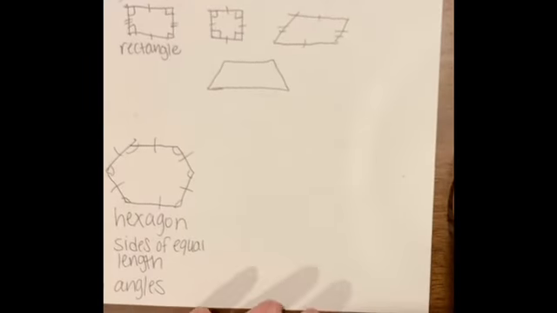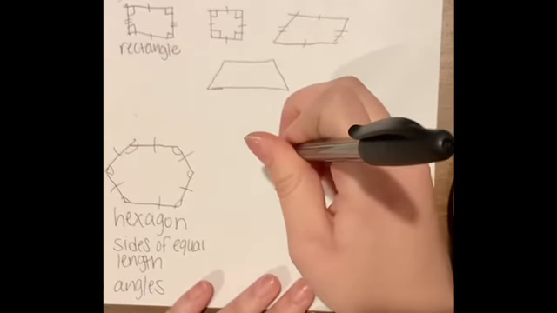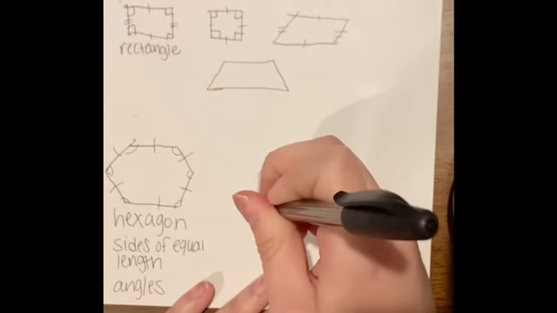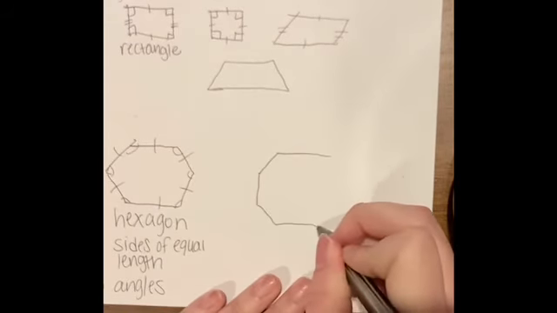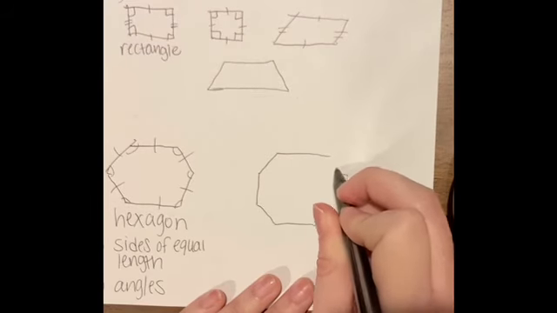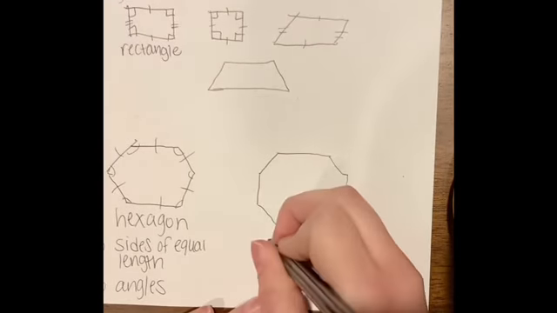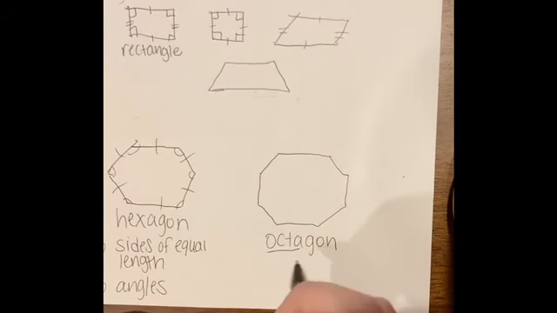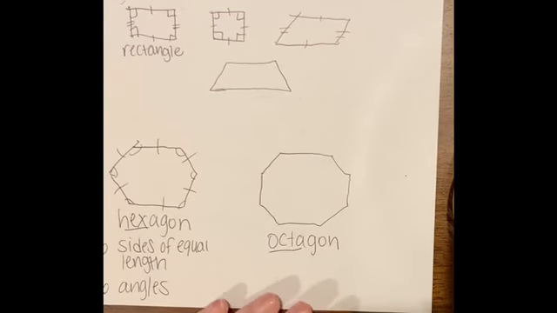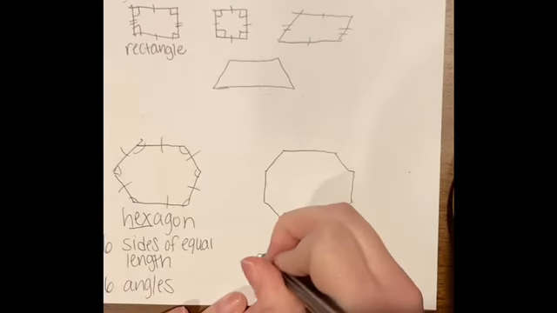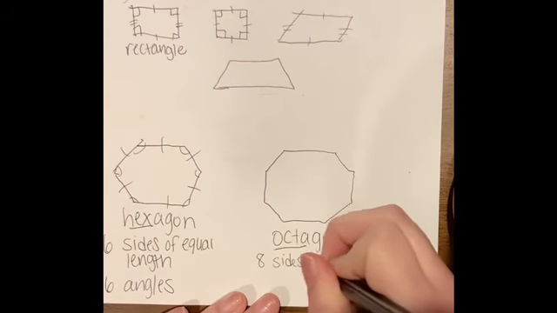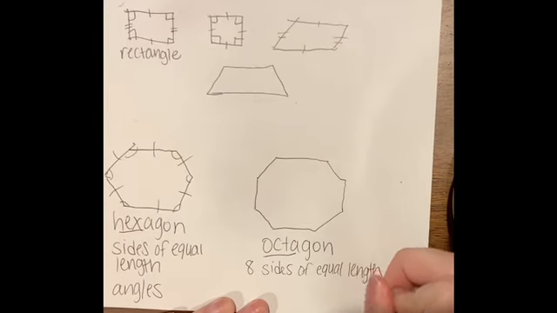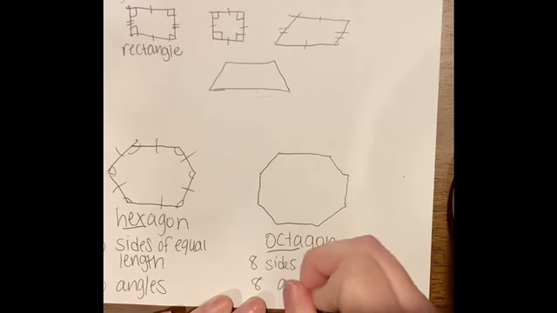And then another one that's pretty common is an octagon. So that would be like a stop sign is an octagon. Okay, so an octagon. Oct means 8, hex means 6. An octagon has 8 sides of equal length, and 8 angles.